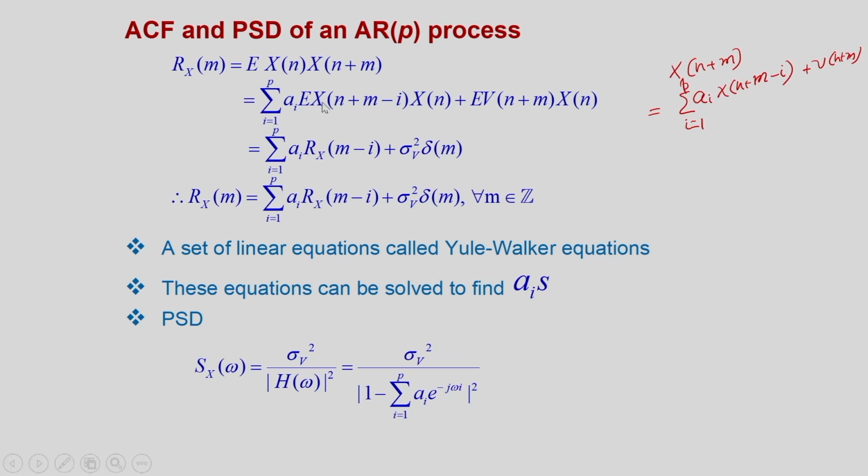Because xn is a WSS process, this quantity will depend only on the lag n plus m minus i minus n, that will be simply equal to m minus i. So, summation a_i into r_x of m minus i, i going from 1 to p. So, r_x of m is equal to summation a_i r_x of m minus i, i going from 1 to p, plus. Now, the expected value of v of n plus m into x n will give us the expression sigma_v square into delta m.